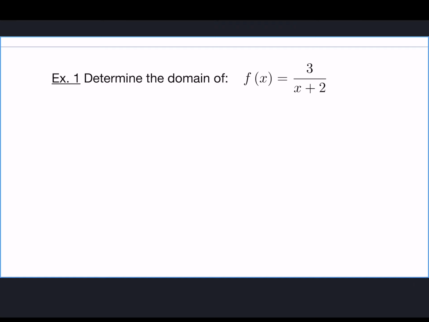We have a fraction. Okay, so now that we've got that set up, what is the condition that causes us to have a problem with fractions? If the denominator is equal to 0. So let's set the denominator equal to 0. So set x plus 2 equal to 0 and solve for x.